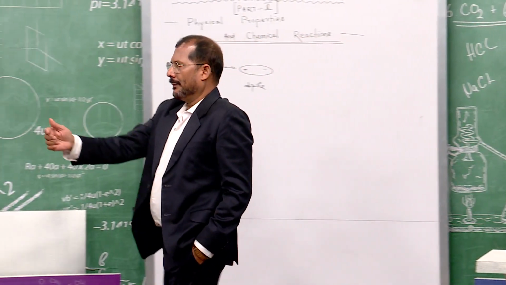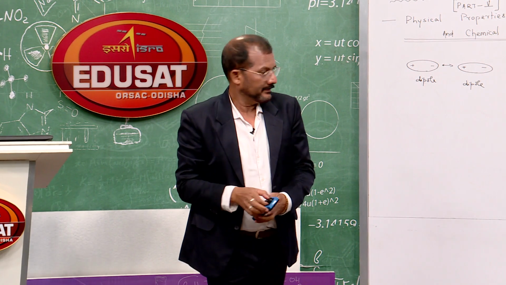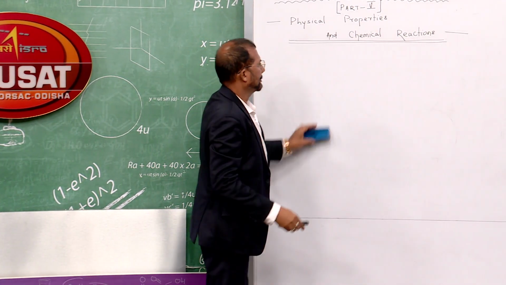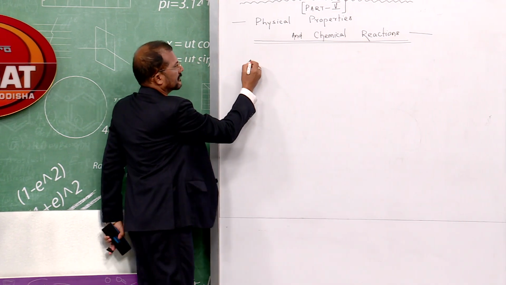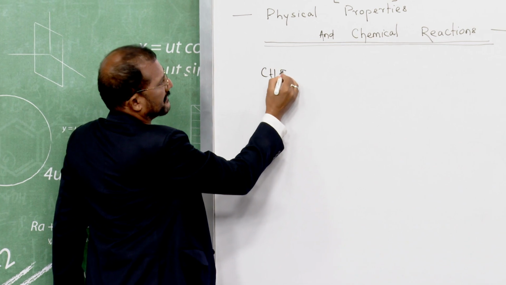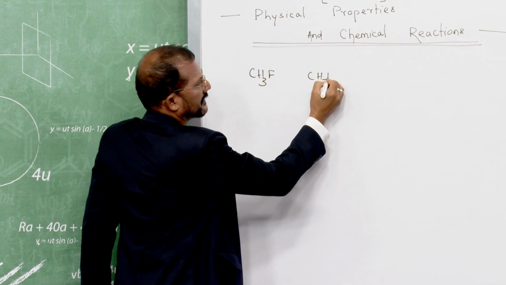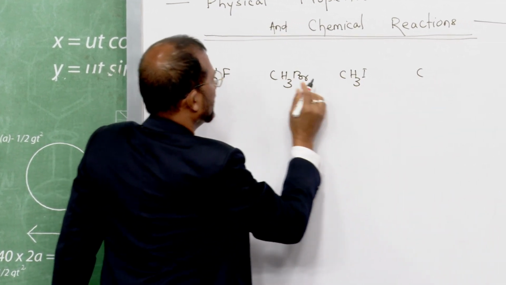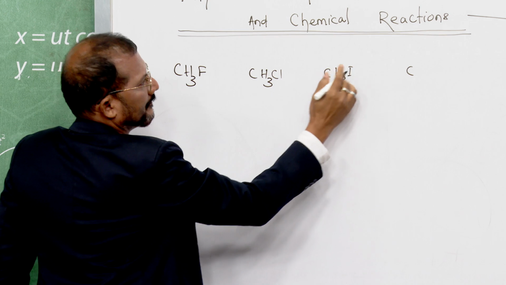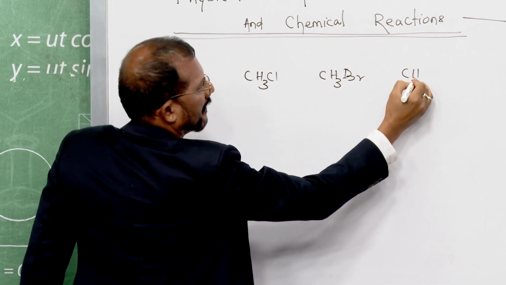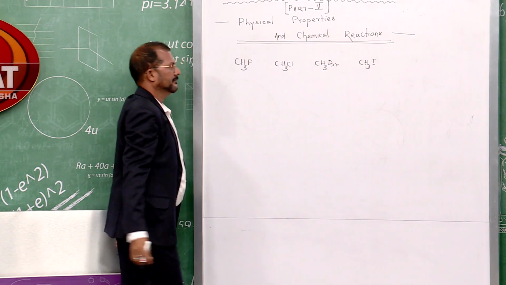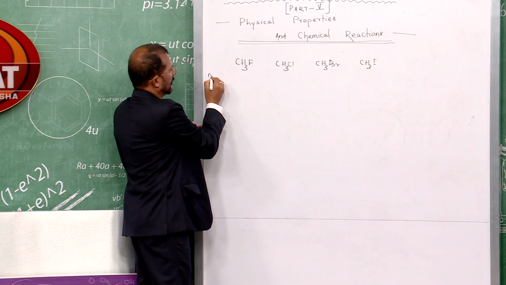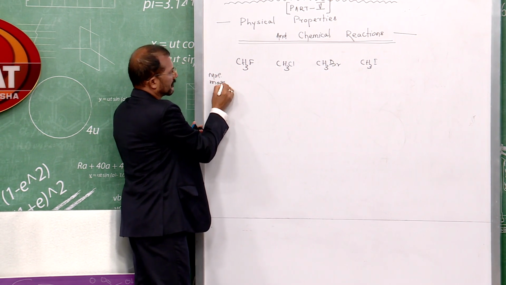So, if we discuss CH3F, CH3Cl, CH3Br, CH3I. If we discuss the boiling point of these compounds, let us discuss the molecular mass of these compounds.